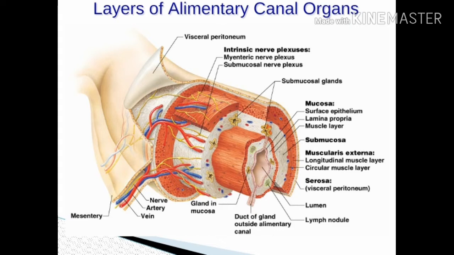Submucosa. The submucosal layer of the digestive tube is a connective tissue layer that is thicker than the mucosal layer. It contains numerous small glands, blood vessels, and parasympathetic nerves that form the submucosal plexus.